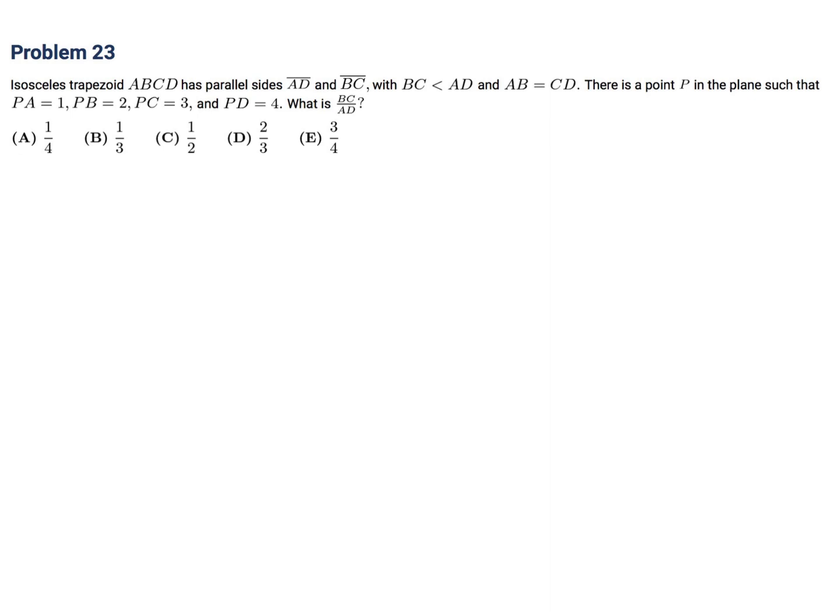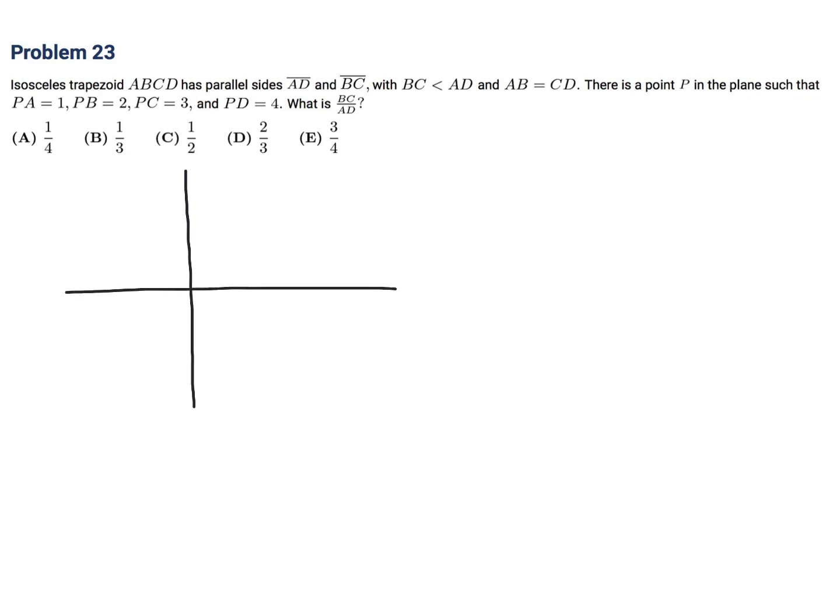Problem number 23. Isosceles trapezoid ABCD has parallel sides AD and BC with BC less than AD, AB equals CD. There is a point P in the plane such that PA is 1, PB is 2, PC is 3, PD is 4. What is BC over AD? Okay, so let's first draw a diagram.